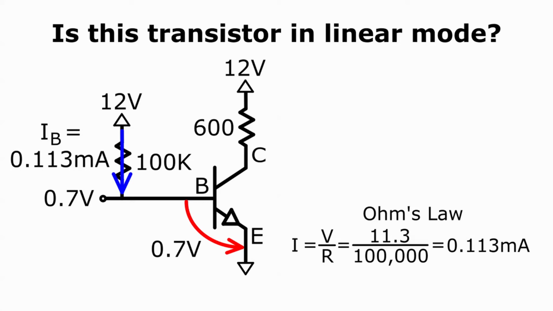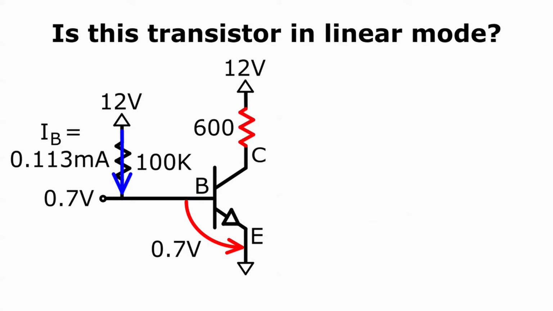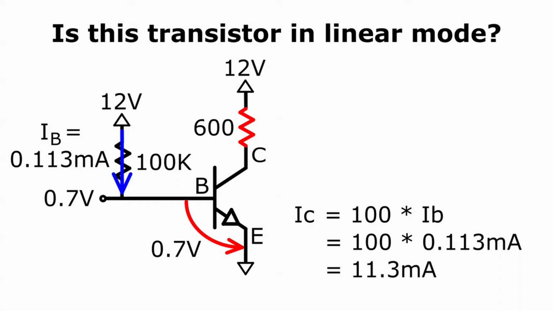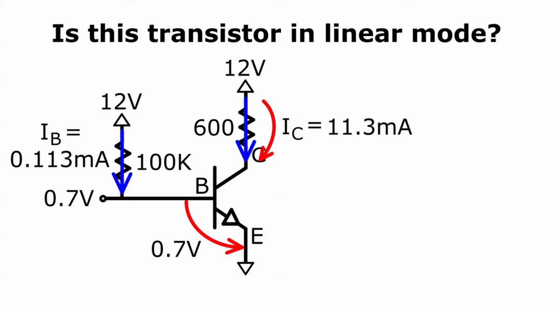We turn our attention now to the collector resistor. This is the 600 ohm resistor attached to the collector. We use the amplification factor for linear mode, that the collector current equals 100 times the base current. This will be 11.3 milliamps. Since we now know the current and the resistance of the collector resistor, we can use Ohm's law a second time to calculate the voltage drop over the collector resistor.